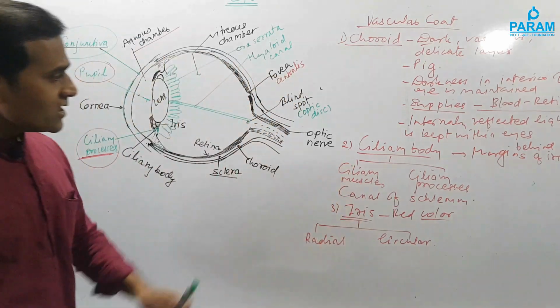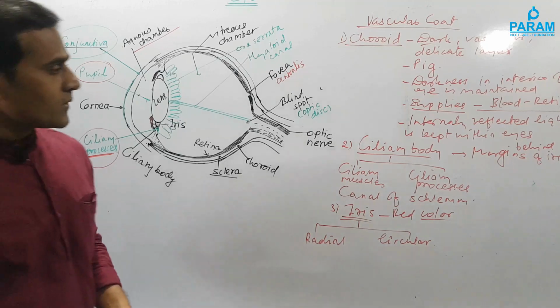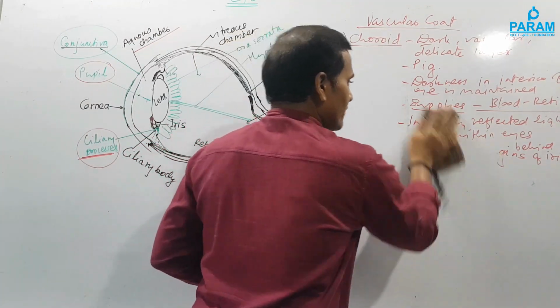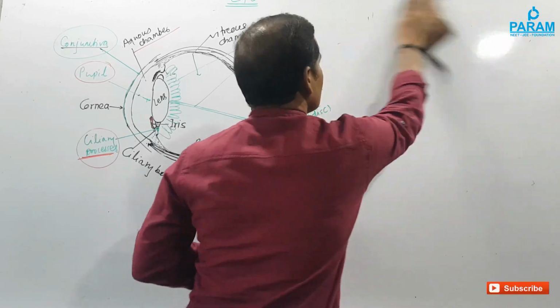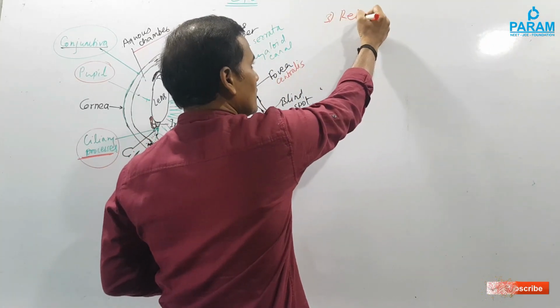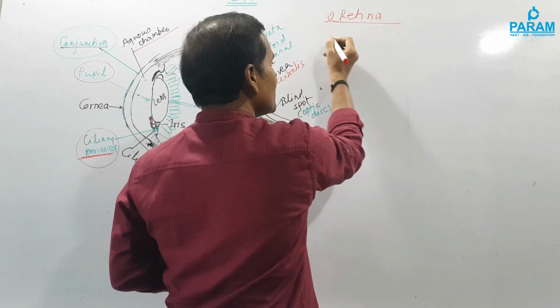Well, so this is about the second layer of your eye, that is second coat I mean. Now, the third innermost layer is called retina. As we already have mentioned, it has four layers.